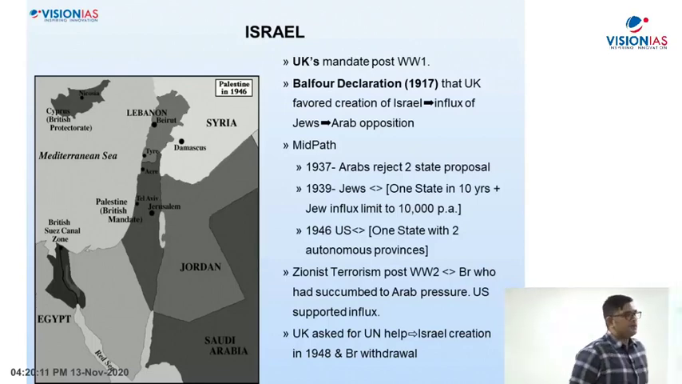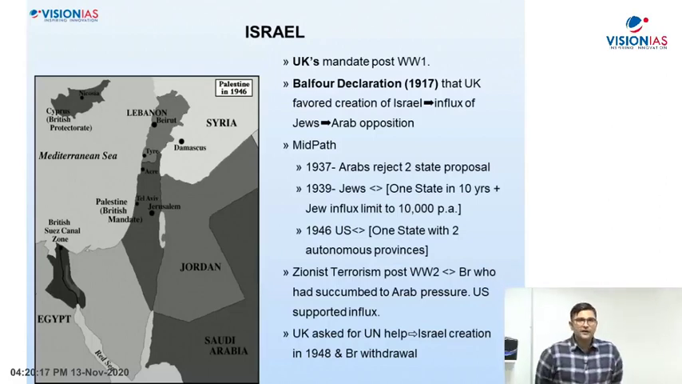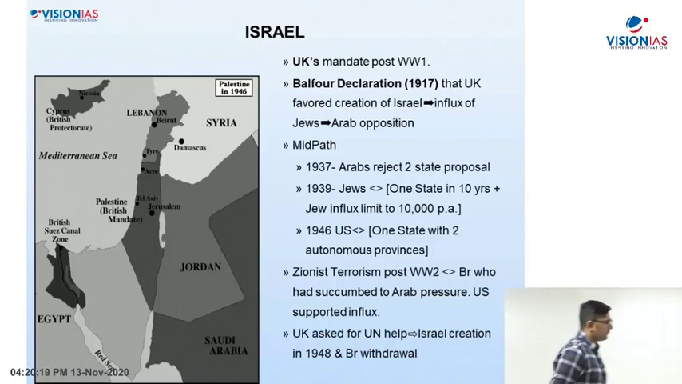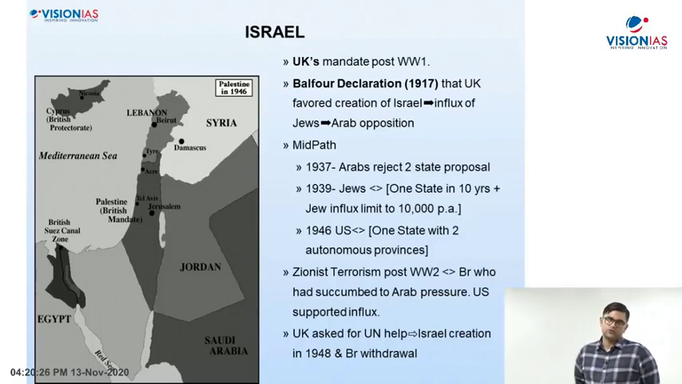Finally, after World War II, it was the United States of America which became the superpower. But Britain was the country which was dominant in Palestine. So Britain made an attempt. Britain gave both options: one state solution, two state solution. What is the two state solution? It is very simple. Create Israel, create Palestine.